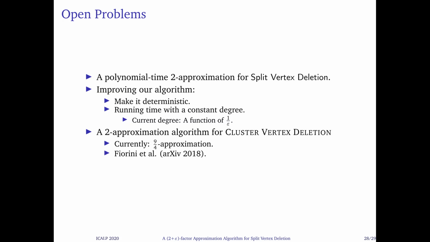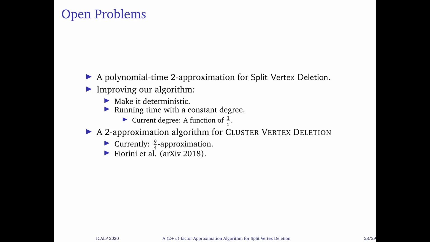Let's look at some open problems before concluding. So an immediate open problem is to actually get a polynomial time 2-approximation for split vertex deletion. Now our algorithm can be improved in many ways. Firstly, we can try to make it deterministic, and secondly, we can make the running time a little less bad. The current degree of the running time is a function of 1 by epsilon. It will be nice to have an algorithm which runs in time which is a constant degree polynomial of n.